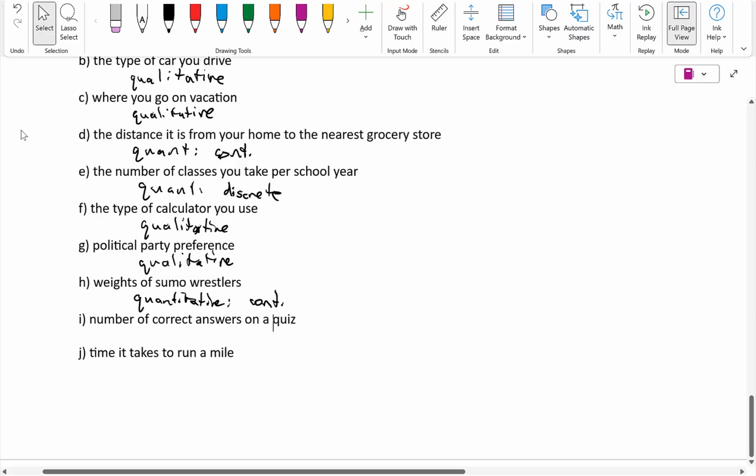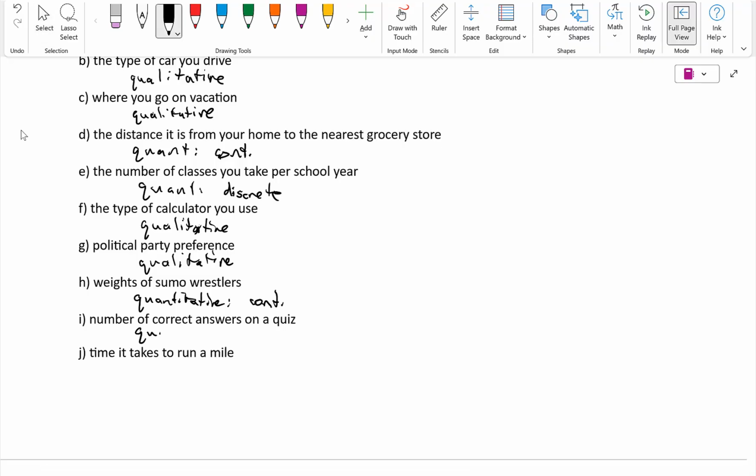Number of correct answers on a quiz, so we're definitely quantitative. And since we can count up the number we get correct, this would be discrete. And for the last one, time it takes to run a mile, we are measuring a quantity, so we've got quantitative and continuous.